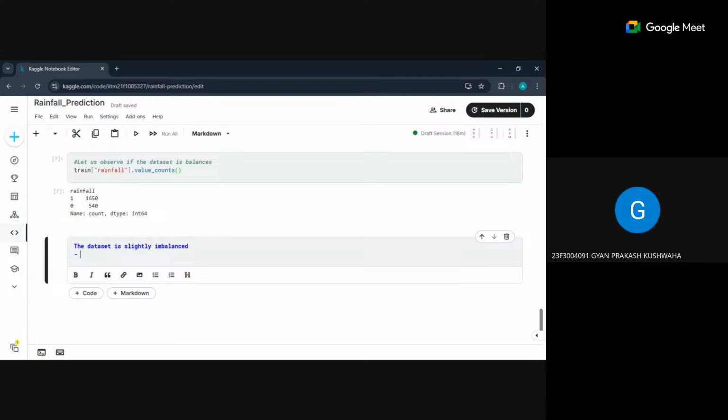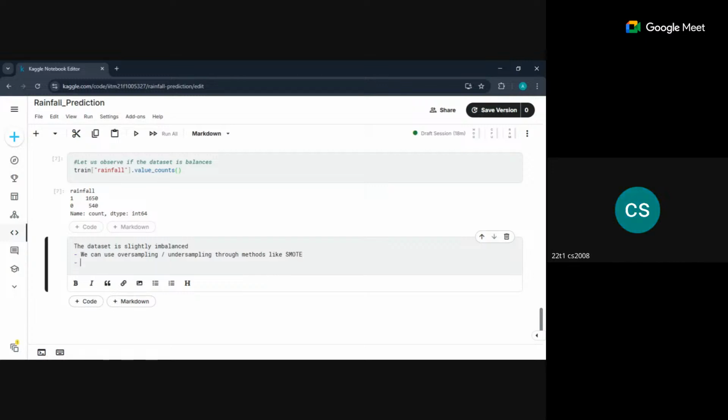Means to get rid of the problem of imbalance. Yes, to deal with imbalance. Can you give me two approaches? Yes, sir, we can do oversampling or undersampling. In oversampling, we can use SMOTE, or we can use class weight, where the class with the lower number of samples is given more weightage by the model. Very good. So here we can use oversampling or undersampling through methods like SMOTE.